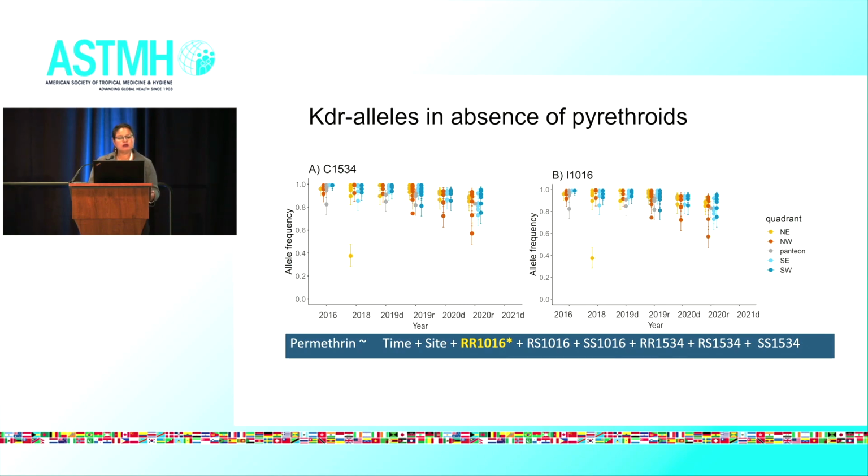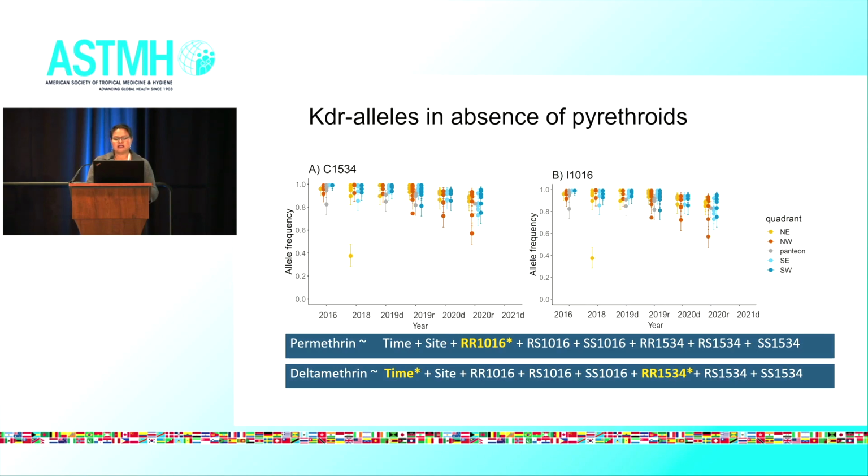So we tried to explain the permethrin LC50, to test if the permethrin LC50 was explained by the time of collection, the site, or any of the mutations present in the voltage-gated sodium channel. And we saw that the homozygotes for 1016 explain the permethrin LC50, while for deltamethrin, both time and resistance ratio, and homozygote resistance for 1534 significantly explained it.